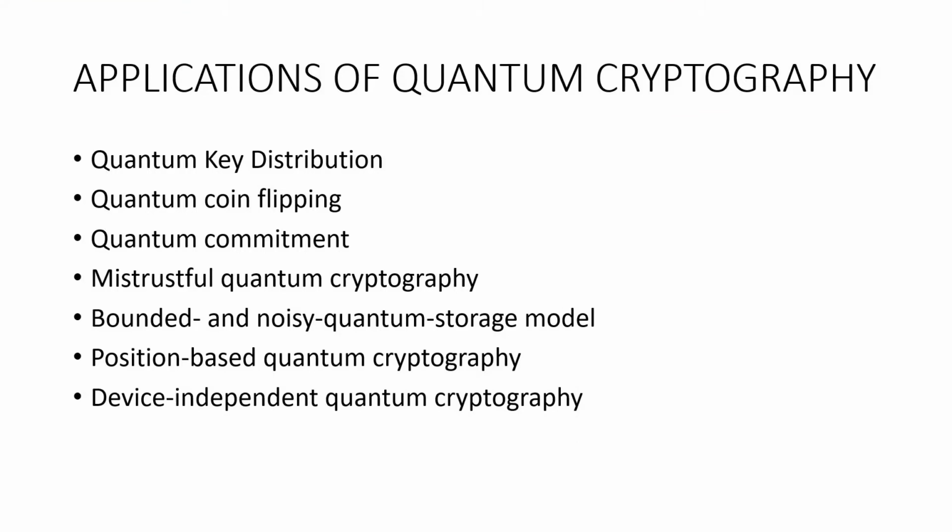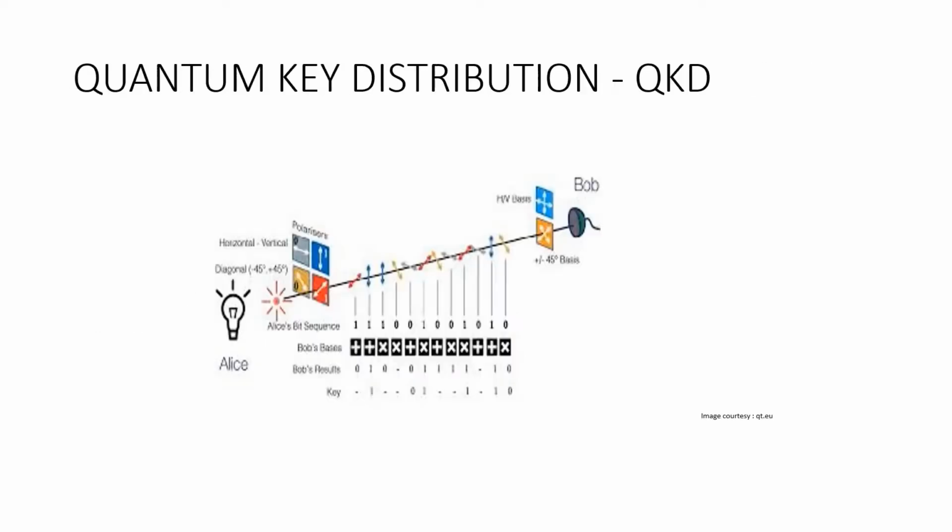Quantum cryptography is a general subject that covers a broad range of cryptographic practices and protocols. Some of the most notable applications and protocols we are going to discuss here. First is quantum key distribution. Next is quantum coin flipping, quantum commitment, mistrustful quantum cryptography, bounded and noisy quantum storage model, position-based quantum cryptography, device-independent quantum cryptography. These are all the applications of quantum cryptography.